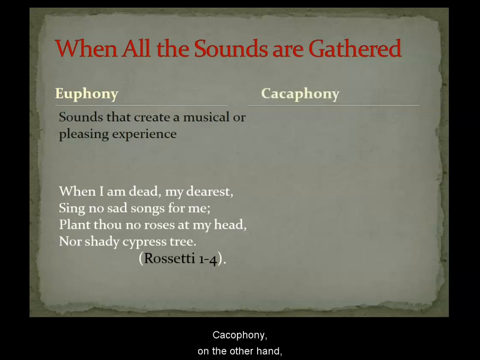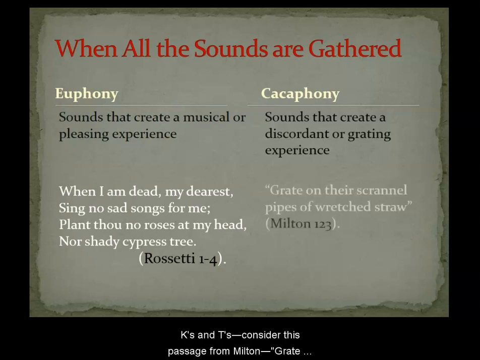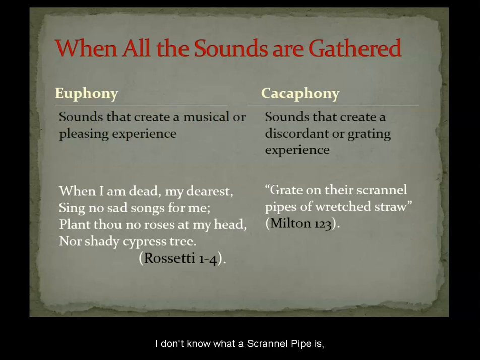Cacophony, on the other hand, is when a series of sounds create a discordant or grating experience. This is typically achieved by hard consonants such as G's, K's, and T's. Consider this passage from Milton. "Grate on their scrannel pipes of wretched straw." I don't know what a scrannel pipe is, but from the cacophony I know I don't want one. Cacophonous sounds typically signify danger, conflict, or disharmony.